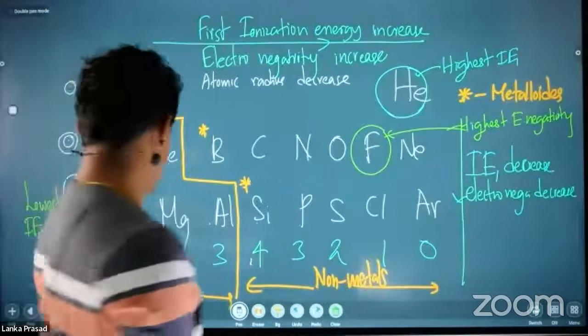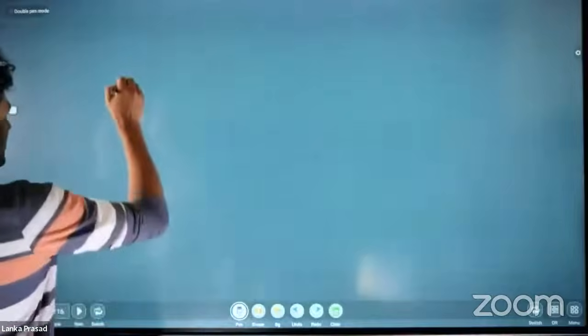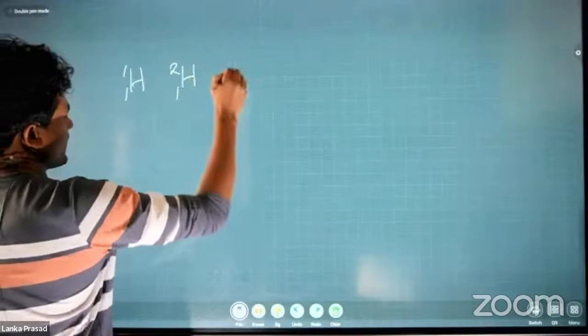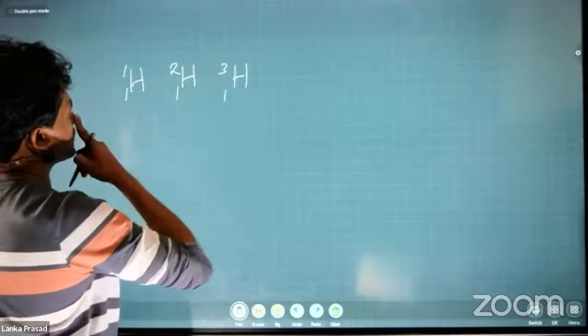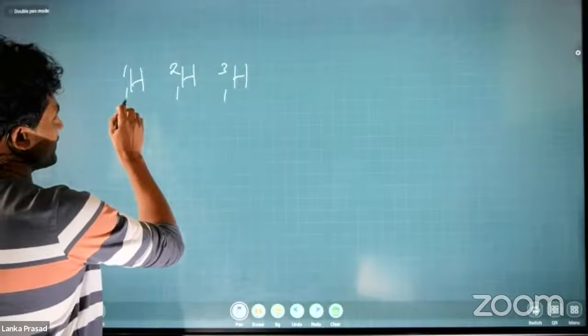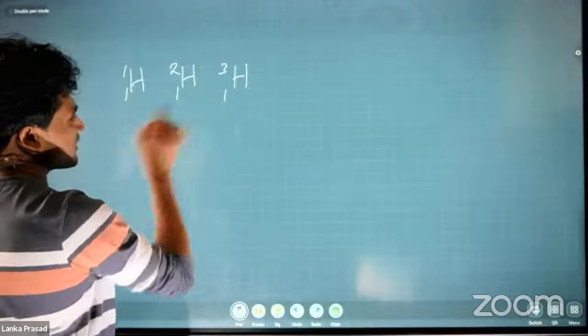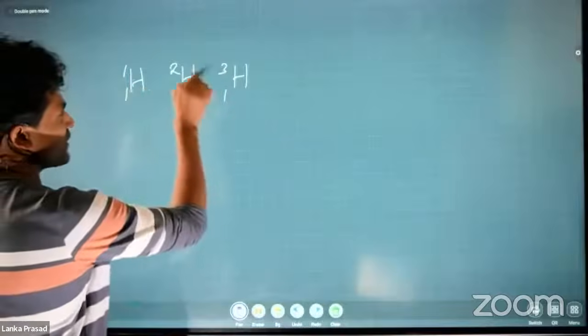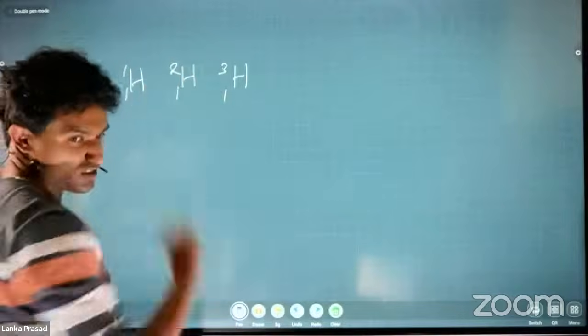What are isotopes? My God, seriously? Basic facts, right? Yes. Protium, deuterium, tritium. Those are the isotopes. Isotopes have similarities. Their atomic number is equal. The number of protons is also equal, but they have different mass numbers, different nucleon numbers.